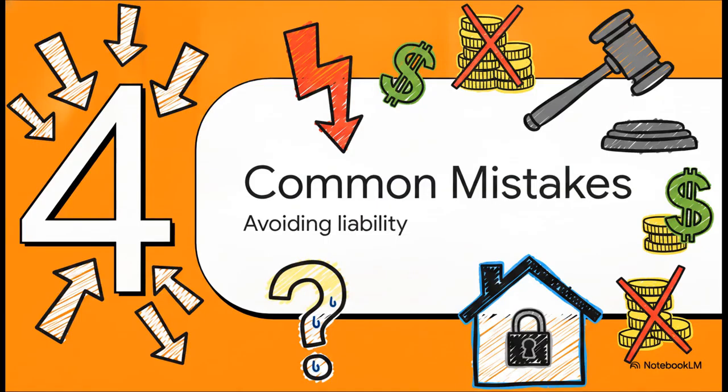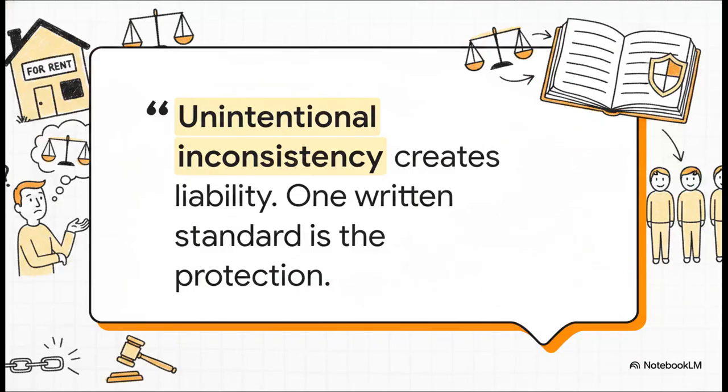Section 4. Avoiding common mistakes. Let's talk about the stakes here, specifically the costliest mistakes you can make regarding these varying rules. Marcus Painter, the founder of Alpine Property Management Kansas City, hit the nail on the head. He says, even unintentional inconsistency can create liability. One written standard for everyone is the protection. This is absolutely crucial to remember. Well-meaning owners often create massive liability for themselves simply through inconsistent rules. It's not always malicious discrimination. Actually, scratch that. Most of the time, it's just sloppy screening.